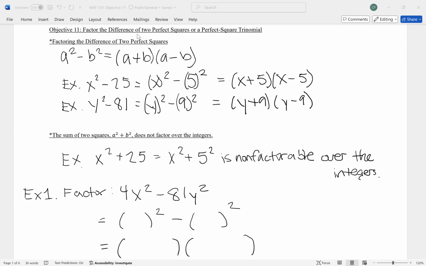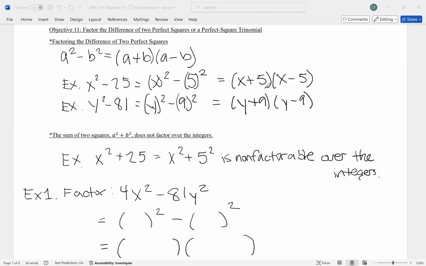So if we have a squared minus b squared, we can factor that to be a plus b and a minus b. And here are two examples of how that would look. If we had x squared minus 25, we would rewrite it into that a squared minus b squared format, which would be x squared minus 5 squared. And with that, we will be able to get x plus 5 and x minus 5.